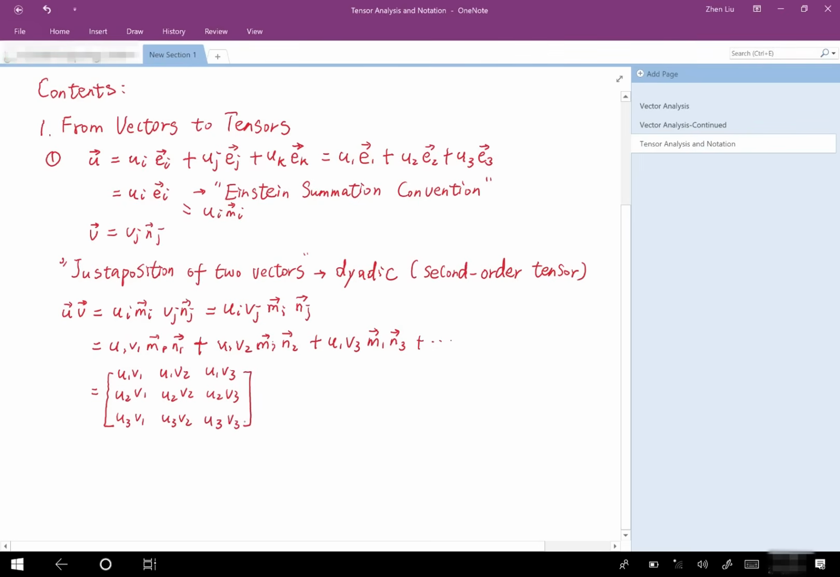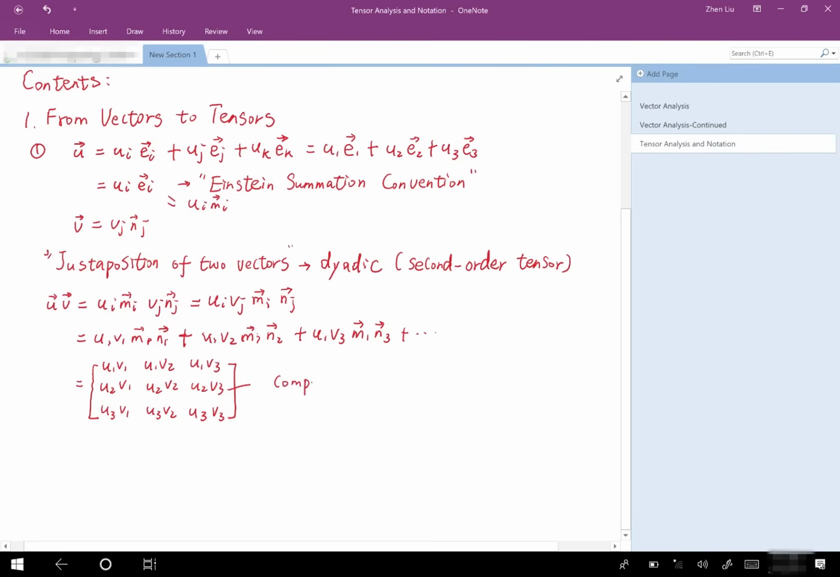And now we cannot call it 3 directions anymore because it's not like a vector. If it's a vector, if it's a 1D array, 3 components, 3 directions. But now it's 2D. And each of them is a component or is an element. So it's an element of the matrix or component of this tensor. And this component has a name, it's called a dyad. So this dyadic consists of 9 dyads.